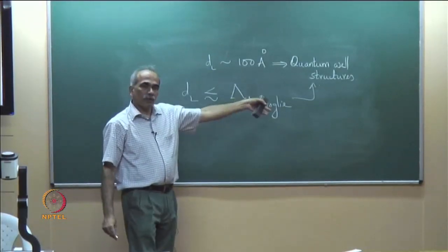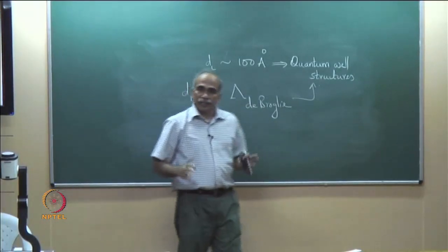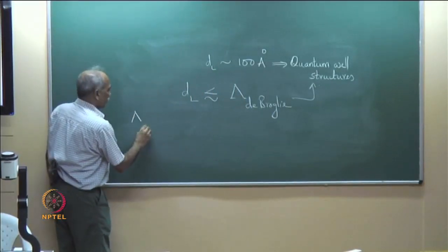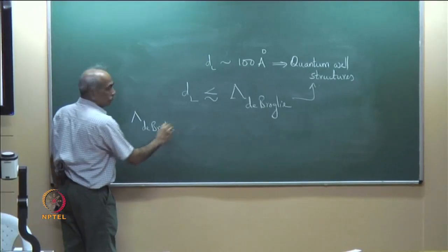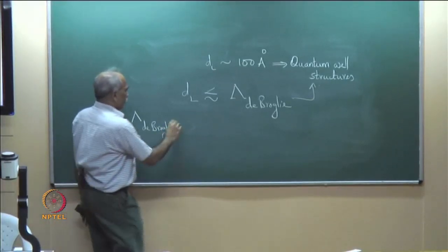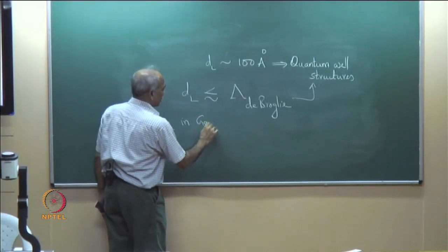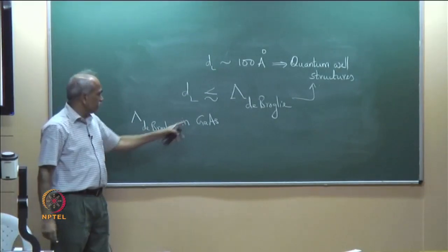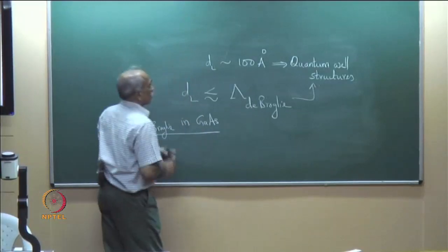What is the de Broglie wavelength? Did I calculate it earlier? The de Broglie wavelength, lambda de Broglie. Let me calculate it for a semiconductor, for example gallium arsenide. I want to calculate lambda de Broglie of electrons in the semiconductor gallium arsenide. How to calculate lambda de Broglie?